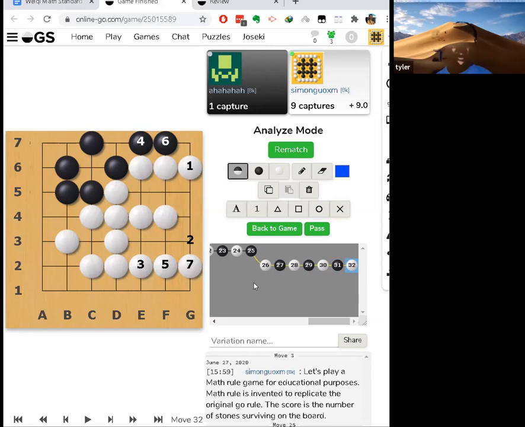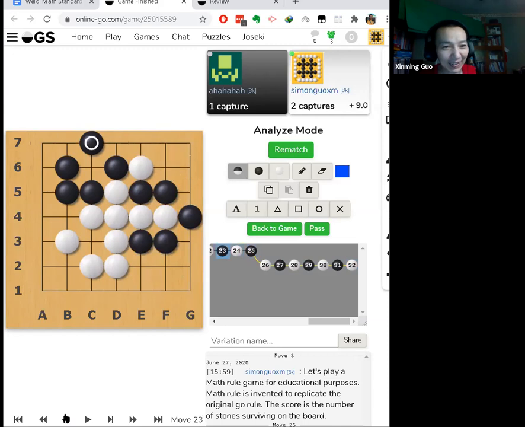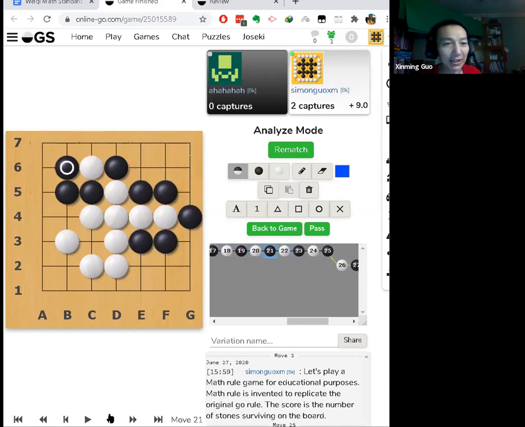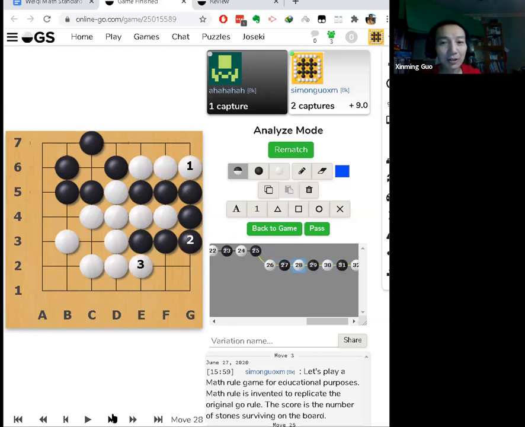Wait, could we prevent it if we did... Where do you think there's a good choice? Okay, so let's continue. Play here makes sense. And then white play here, Atari. So you have to save it. And then white play here, it's another Atari. You have to save it. And then another Atari, you save it. And then decrease your qi. There's no way to save it.